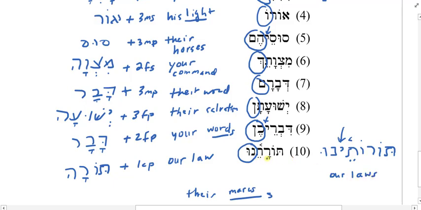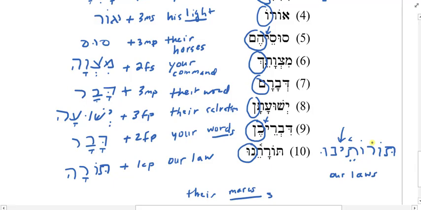Compare that with Torathenu. You see the difference? The at versus the ot. At is feminine singular, ot is feminine plural. This sounds the same, enu and enu, but this one has the extra yod in it. That tells you this is plural as well. So with the feminine plural, you get a bonus, right? You get two things that mark something as plural. The ot is feminine plural, and that yod before the pronoun is also telling you it's plural. Okay?